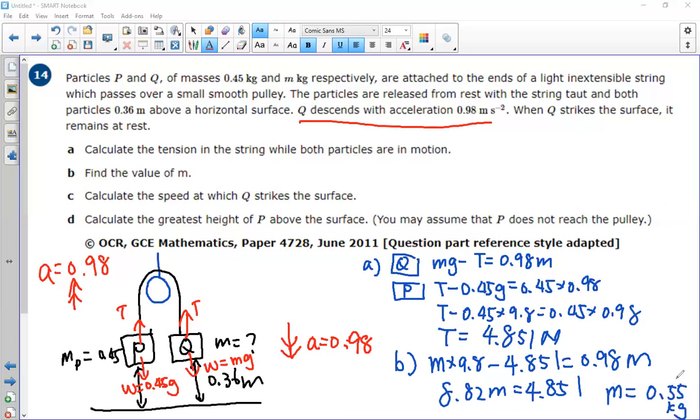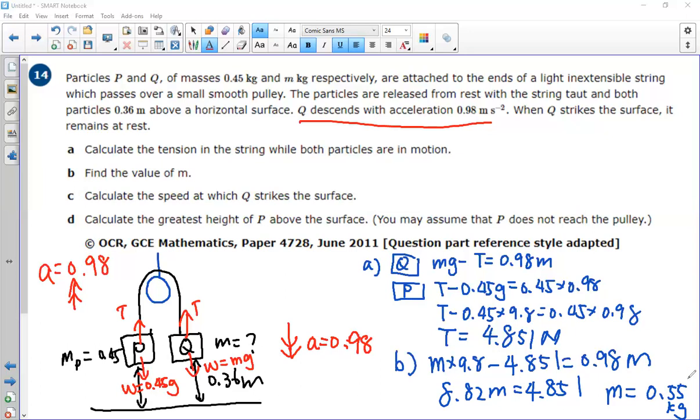And do you remember at the beginning of the question, we said Q starts to travel downwards, so that means Q must have a bigger mass, and our answer 0.55 is greater than 0.45. So that means our answer should be correct.